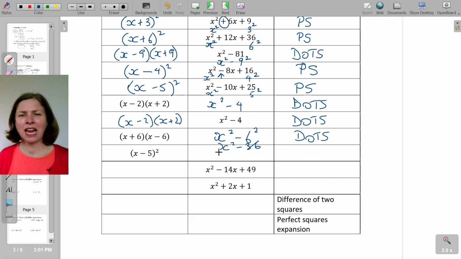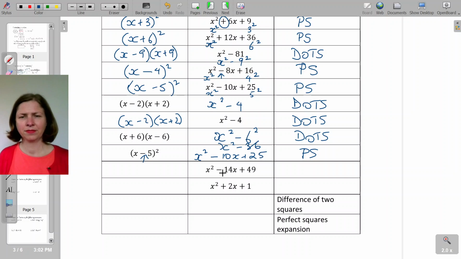All right, my last one is not a DOTS. It's x minus 5 squared. That is a perfect square. And I've got the negative in the middle, so my middle term's going to be negative. So I've got x squared, the first term squared, minus 5 times x is 5x, doubled is 10x. And then I add 5 squared, which is 25.